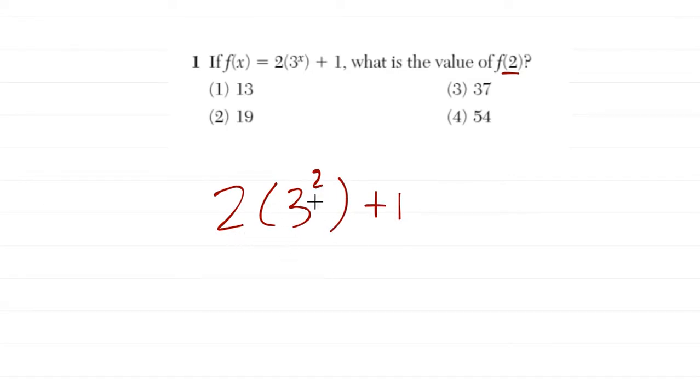So here we'll do exponents first. This is just going off of order of operations. And we take 2 times 9, that's a 2. And then we add 1. 2 times 9 gives us 18. 18 plus 1 is 19. And that's how we get that. So number 1 is purely just testing how comfortable are you with function notation, evaluating functions, and a little bit of order of operations at the end.